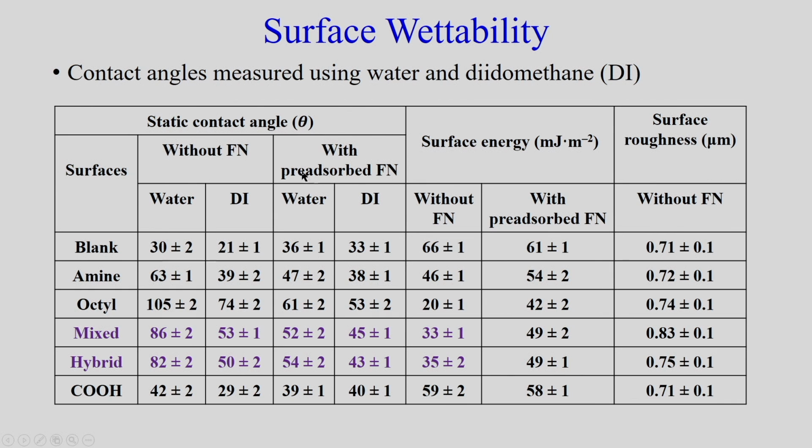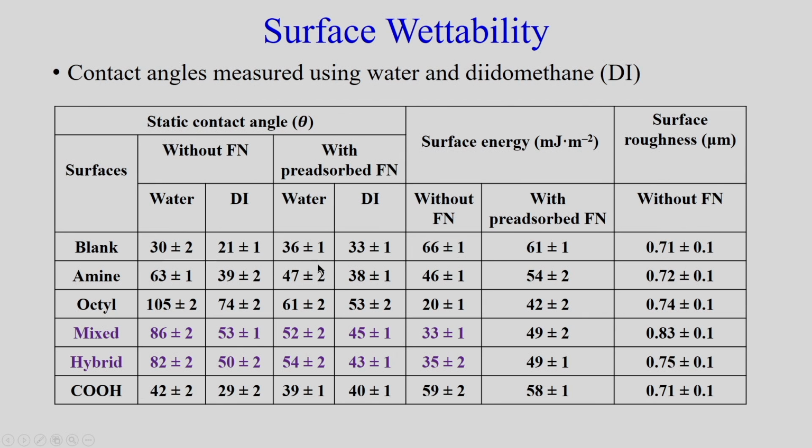Now, here we have also performed the adsorption of a protein, fibronectin. After the adsorption of this particular protein, if you compare these two values, this one and this one, there is a change in the surface wettability again. So, what it says is, depending on the surface wettability, a protein molecule reorients itself in a different manner.